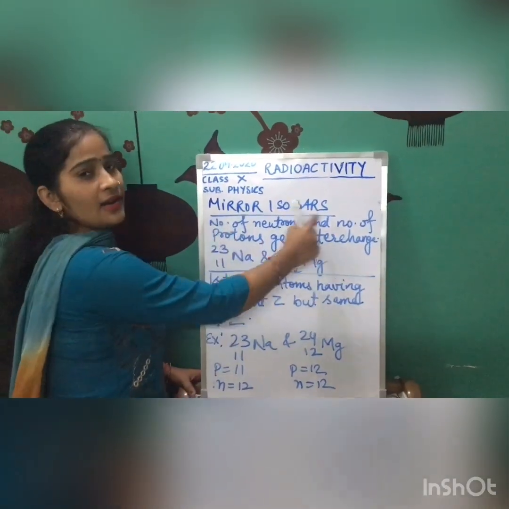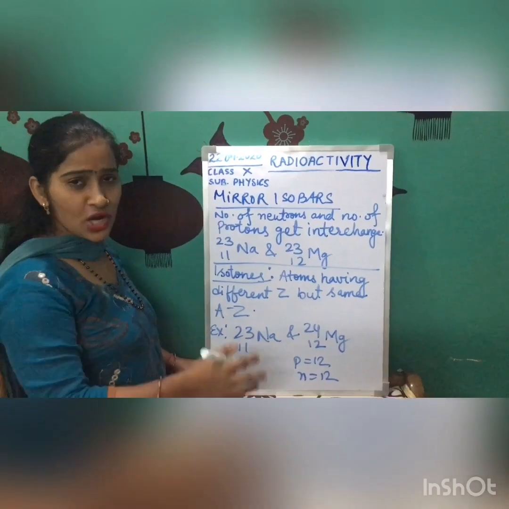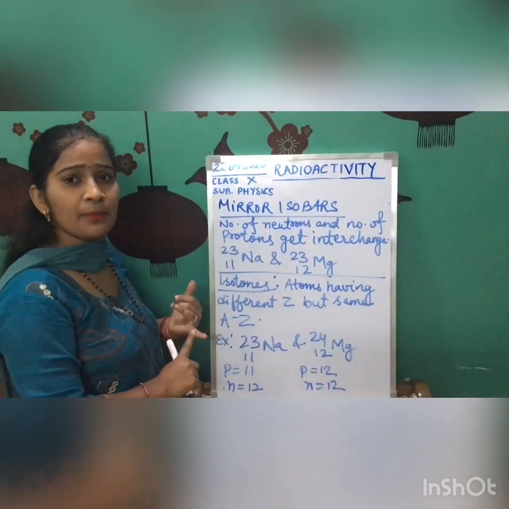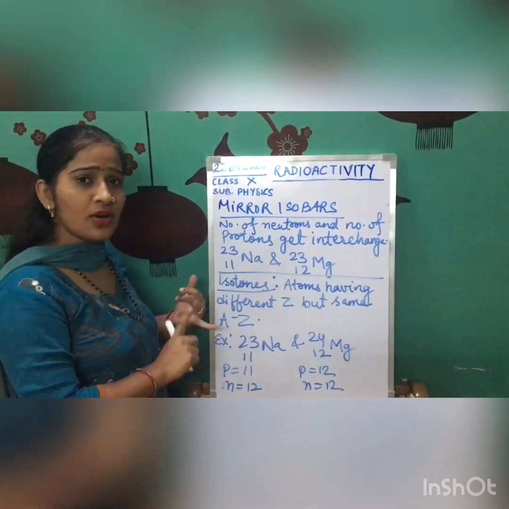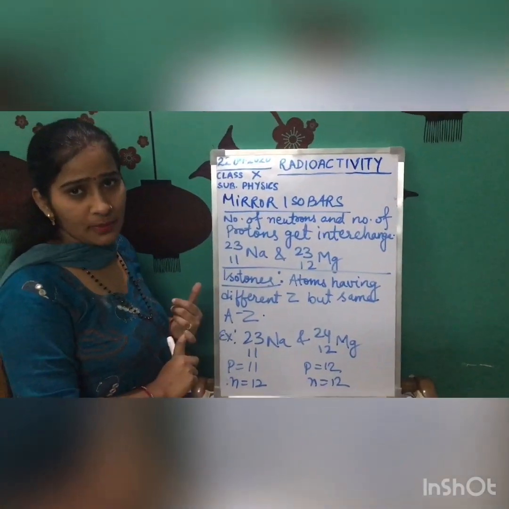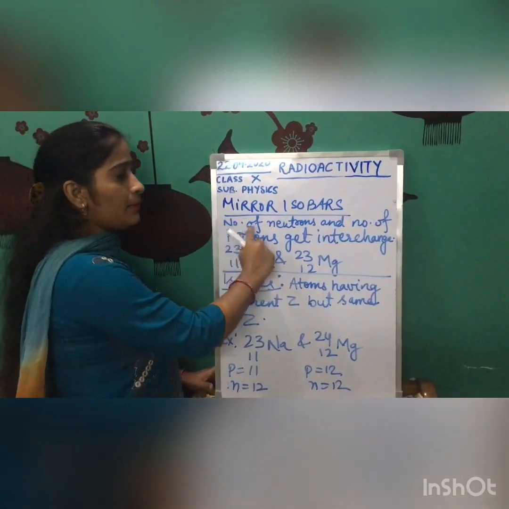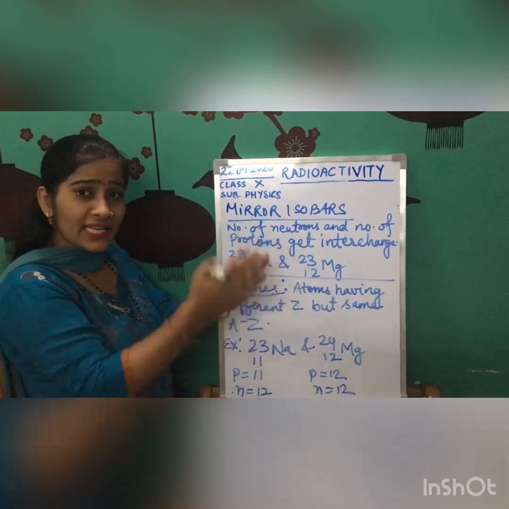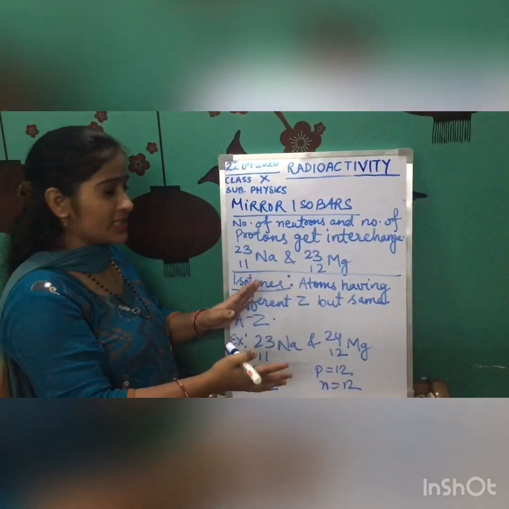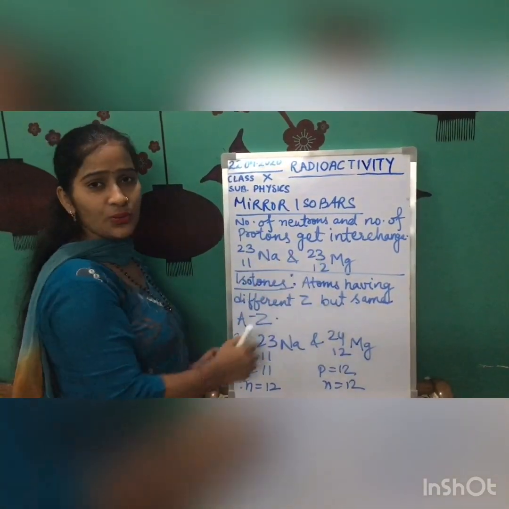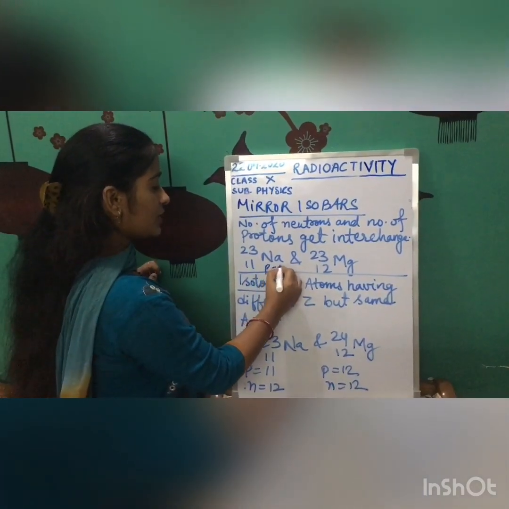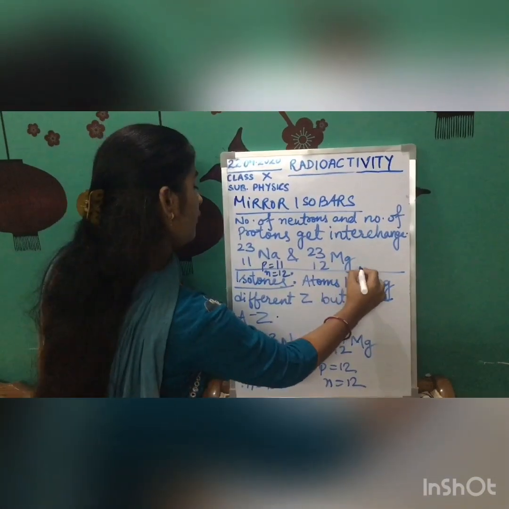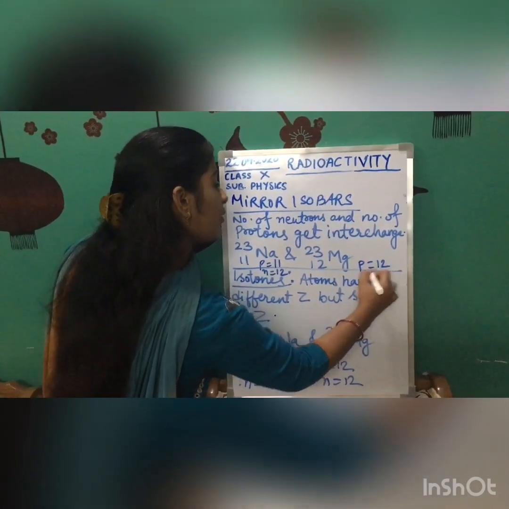Now students, mirror isobars. What are mirror isobars? Just now I explained isobars. They have neither the same atomic number nor the same neutron number. So what are mirror isobars? When the number of neutrons and the number of protons get interchanged in the nucleus, like 11Na23 and 12Mg23. Here the number of protons is 11 and the number of neutrons is 12. Here the number of protons is 12 and the number of neutrons is 11.